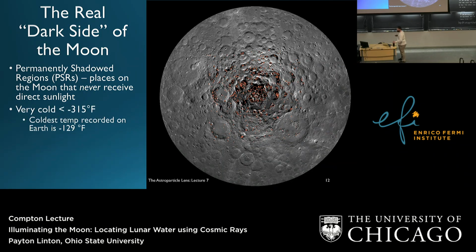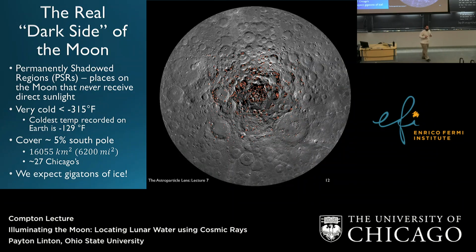As a result of this, they're extremely cold. They're constantly at less than negative 315 degrees Fahrenheit, right? And remember, the coldest temperature on Earth we ever recorded was negative 129 degrees Fahrenheit. These permanently shadowed regions cover about 5% of the South Pole, and there's roughly an equivalent amount at the North Pole as well. Now, this equates to about 16,000 square kilometers or 6,200 square miles. This is about 27 Chicagos, right?